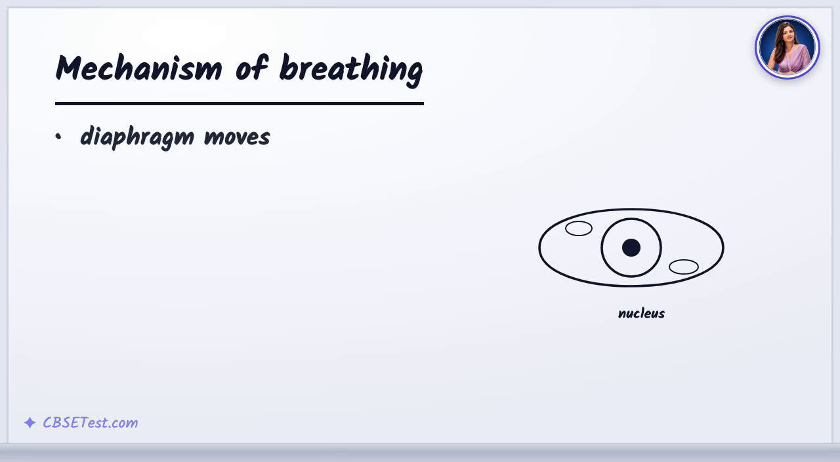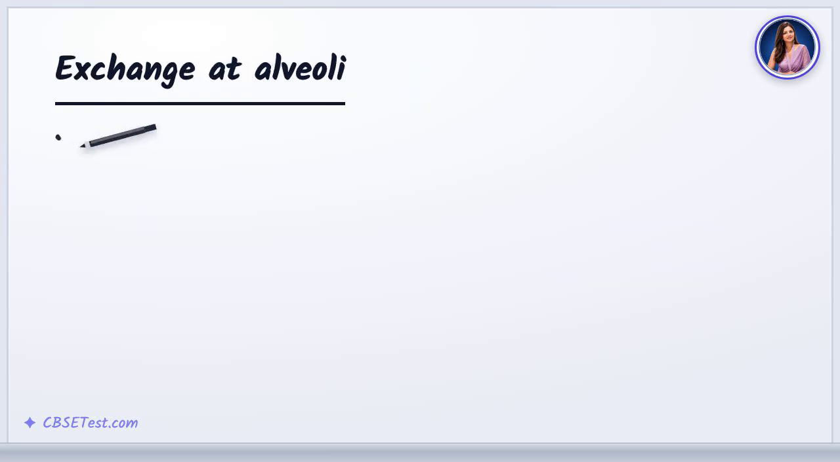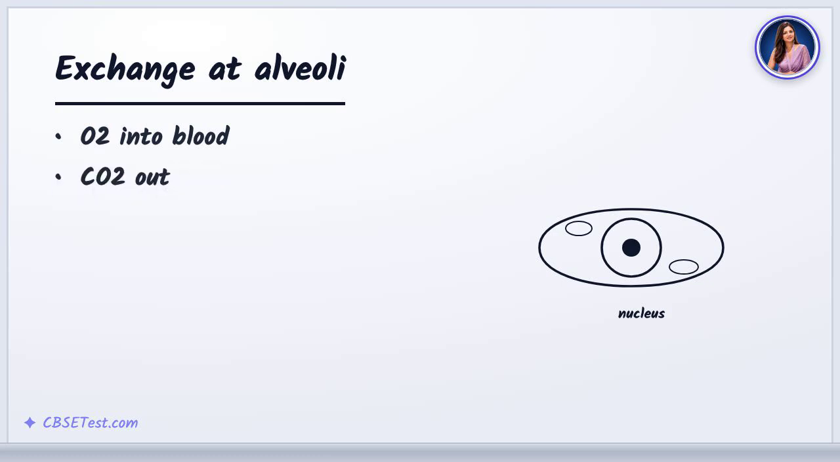Breathing involves the diaphragm and rib muscles. During inspiration, the chest expands and air rushes in, and during expiration, it contracts and air is pushed out. At the alveoli, oxygen diffuses from air into the blood, while carbon dioxide diffuses out. This exchange happens by diffusion across very thin alveolar walls.